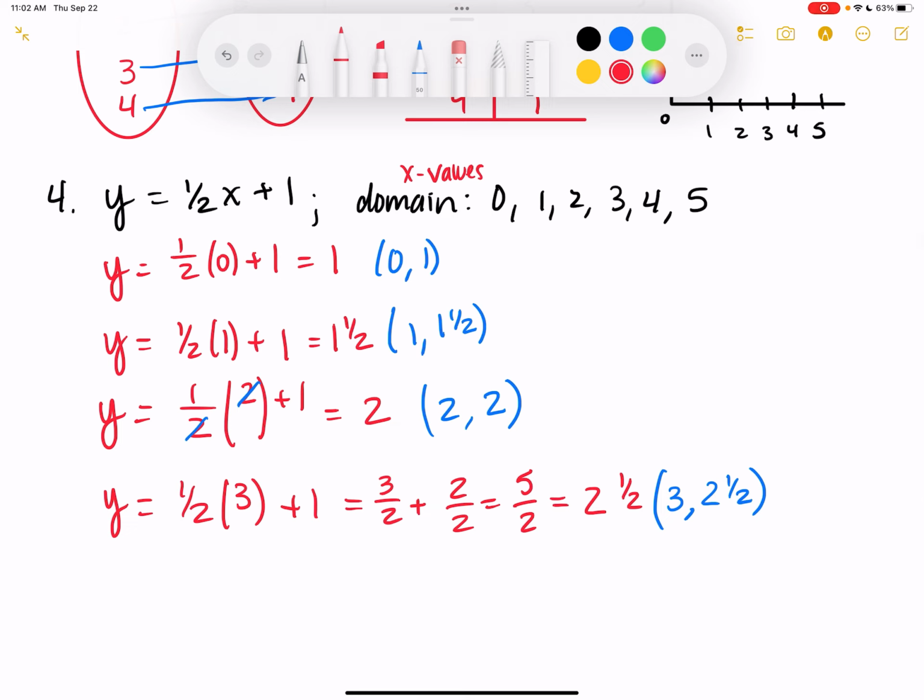So then the next one, we're plugging in 4. So y equals 1/2 times 4 plus 1. So what is half of 4? 2. 2 plus 1 is 3. So then this ordered pair is going to be 4, 3.